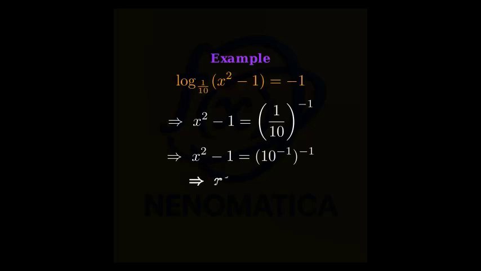Step 4. Add 1 to both sides. Step 5. Take the square root of both sides. We must include both the positive and negative roots. Finally, both answers are acceptable because x squared minus 1 is positive for both values.